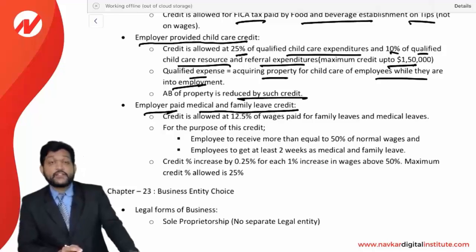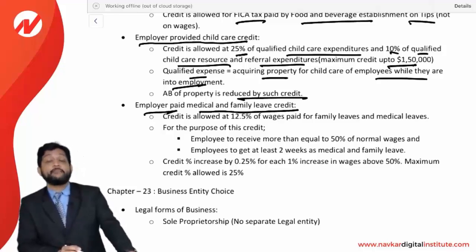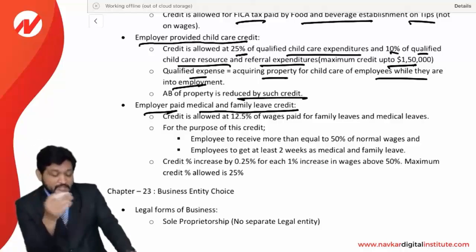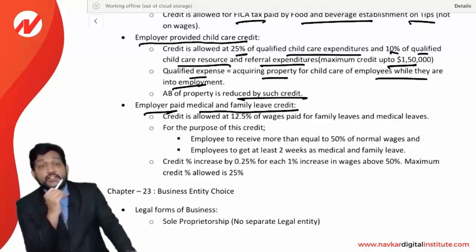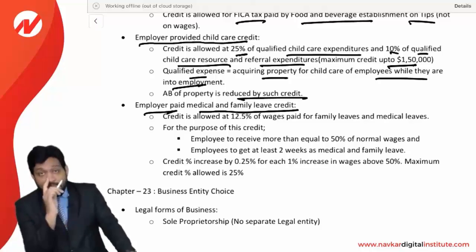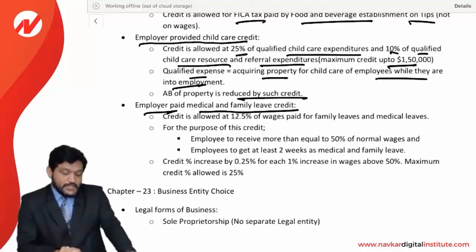Medical and family leave credit. In organizations, the employees are getting certain paid leaves, rather. So there is a family and medical leave. Certain employees have not taken this family or medical leave and they are getting a payment for it. That is called encashment of the leave. For that, the credit is being allowed here. Let's see. Credit is allowed at 12.5% of the wages paid for the family leaves and the medical leaves.